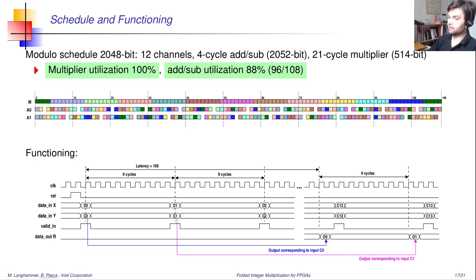After a reset cycle, operations are fed into the core together with a valid signal every 9 cycles. The output corresponding to the first set of inputs becomes available 106 cycles later. After another 9 cycles, the output corresponding to the second set of inputs is available, and so on.